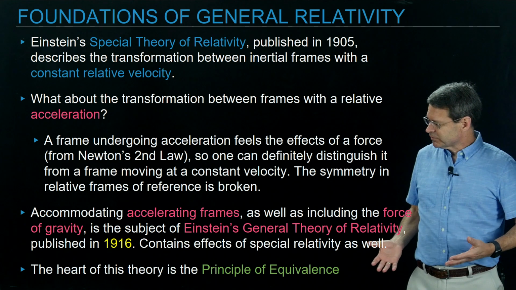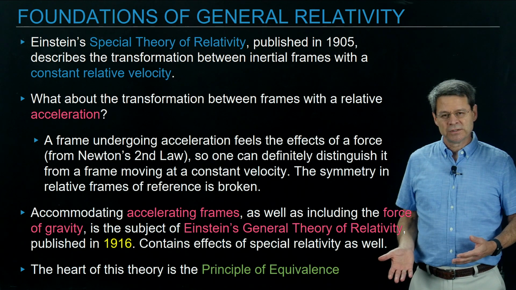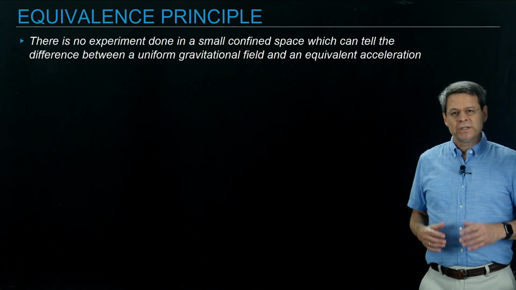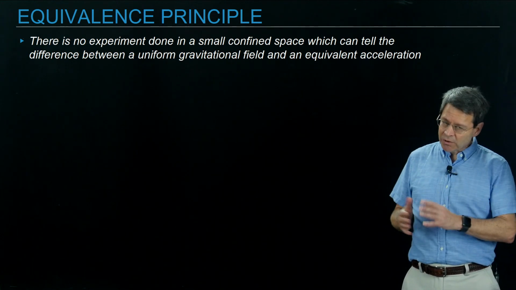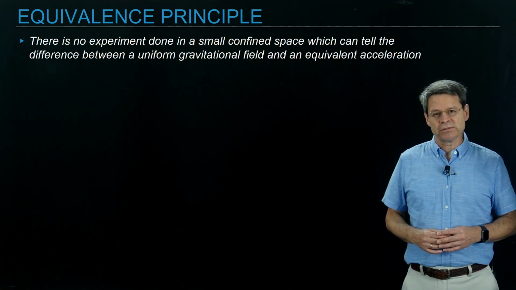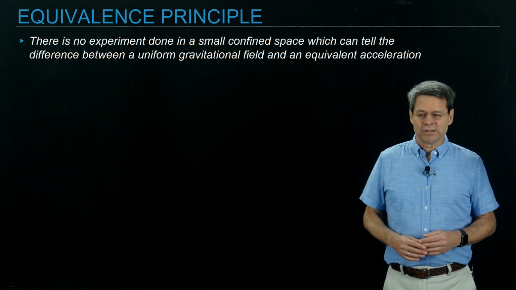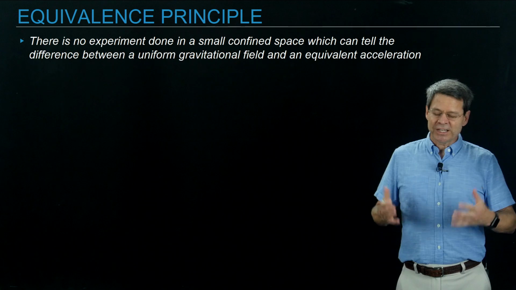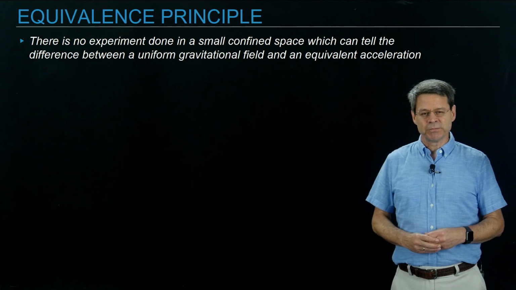Now, the heart of the general theory of relativity is something called the principle of equivalence. So let's understand what we mean by that. In a nutshell, the equivalence principle says this: there is no experiment done in a small confined space which can tell the difference between a uniform gravitational field and an equivalent acceleration. Now, what do I mean by that? Imagine you're in an enclosed box, an elevator-sized box, and you're standing inside of it on the surface of the Earth. You feel your weight. You're pushing on the ground, and the ground pushes up on you.